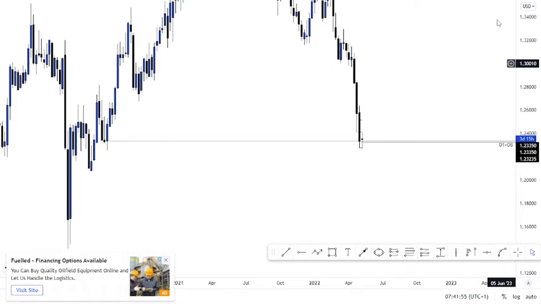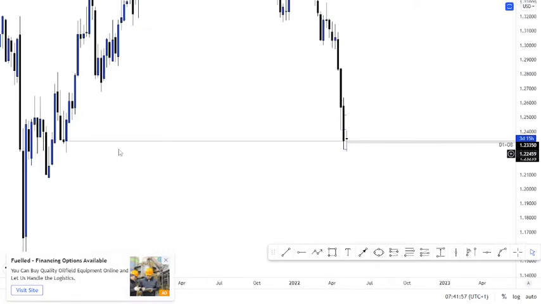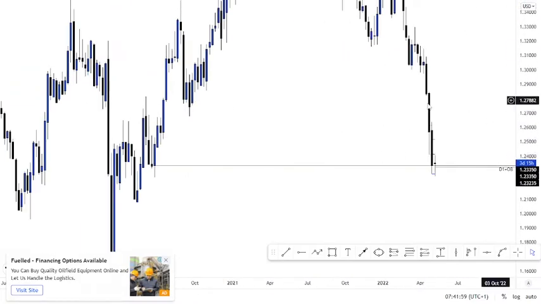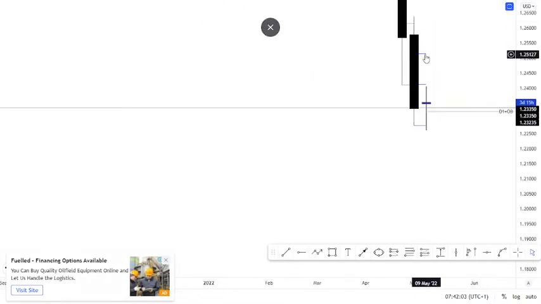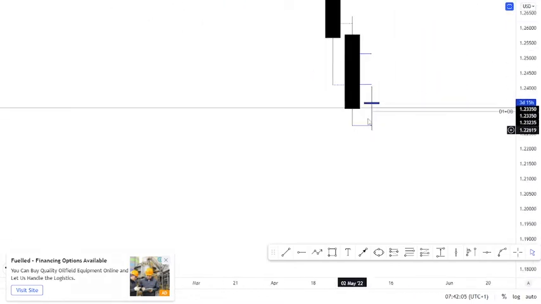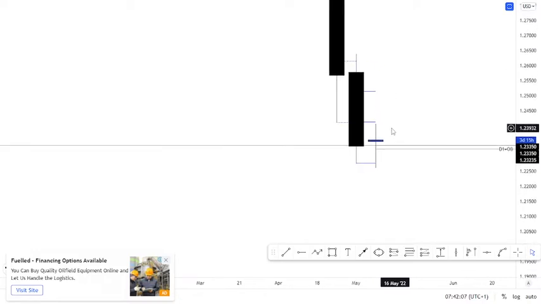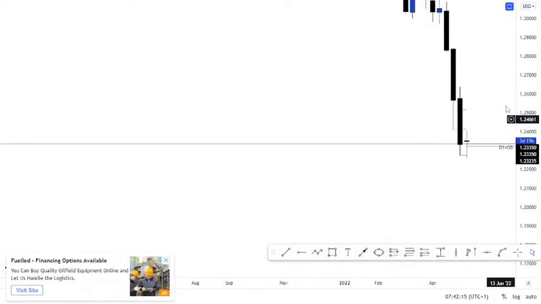So coming into weekly here, I don't have anything much, but look at last week: it closed very, very bearish, and this week we already took out the previous week's low. So we are looking to trade back on GBP USD somewhere around 1.24500. So now let's look at daily.